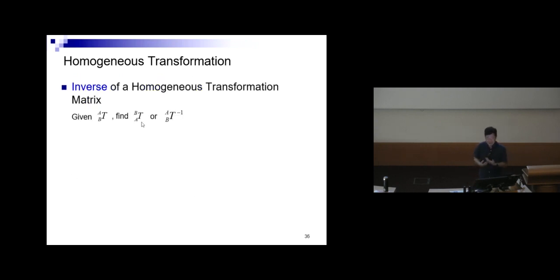The next thing here is, if I'm given ABT, meaning the transformation of B with respect to A, I want to find BAT. If you look at ABT and BAT, this BAT is essentially ABT inverse. So you want to find the inverse of a homogeneous transformation matrix. By definition, the inverse ABT multiplied by ABT minus 1 will be equal to I. This is the definition of your identity matrix.